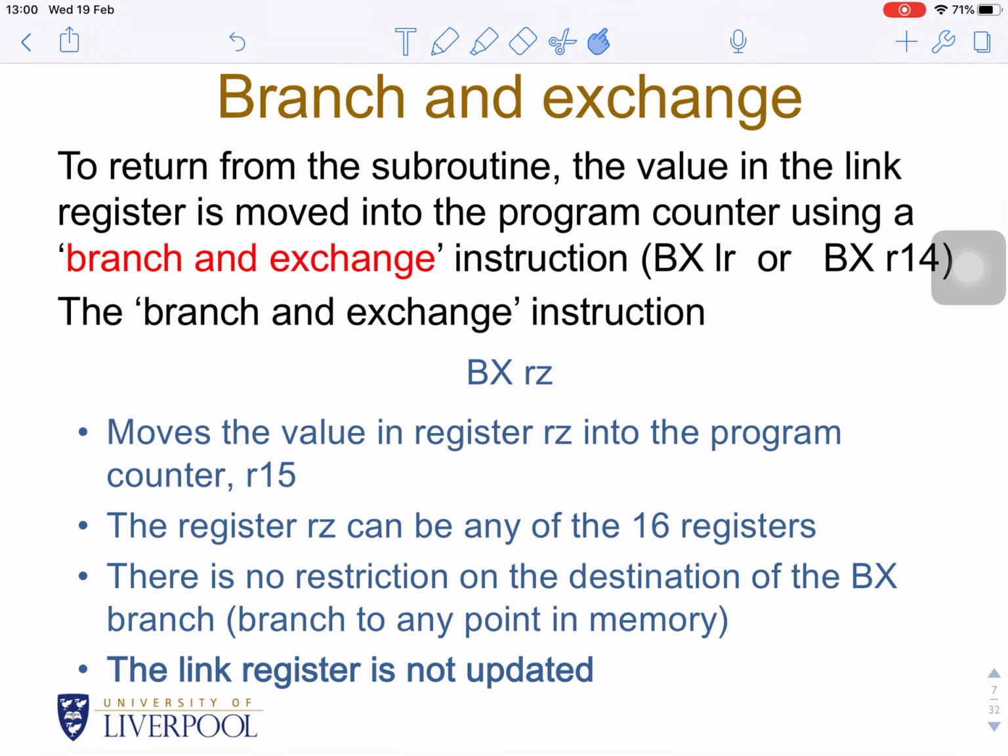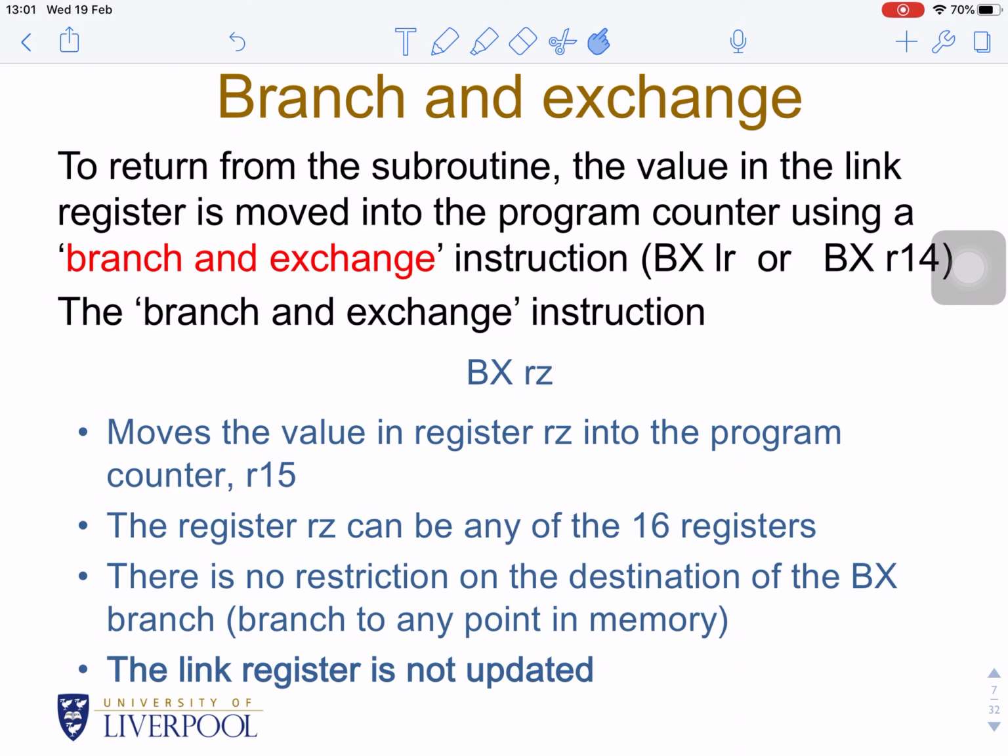So, branch and exchange. To return from the subroutine, the value of the link register is moved to the program counter using a branch and exchange instruction: BX LR, or BX R14. LR and R14 are basically the same. The branch and exchange instruction moves the value in the register Rm into the program counter R15. The register Rm can be any of the 16 registers, and there is no restriction on the destination of the BX branch, and the link register is not updated.